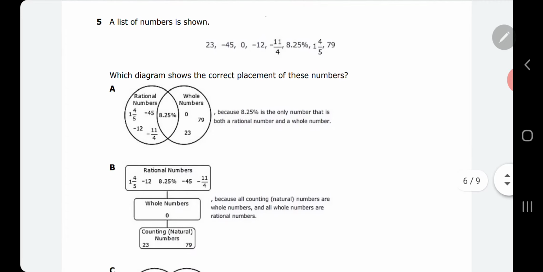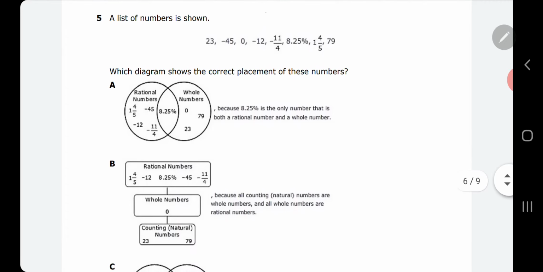All right, a list of numbers is shown. Which diagram shows the correct placement of these numbers? Well, let's look at these real quick. Let's break them down.